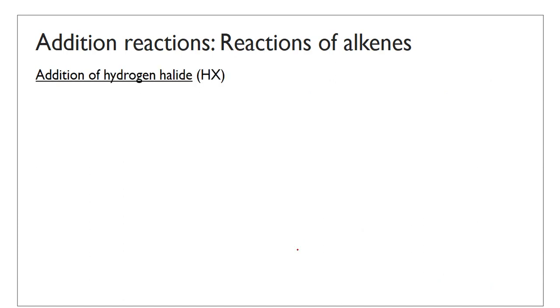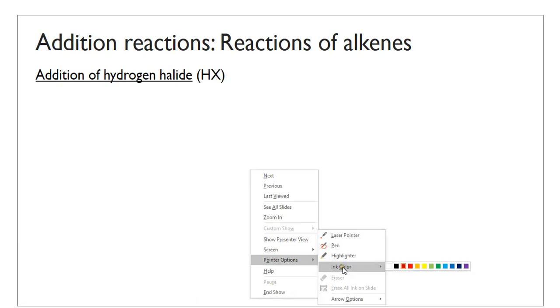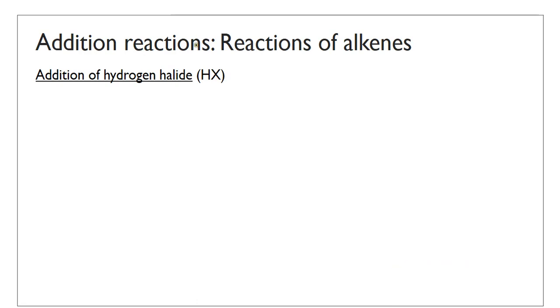Lastly, actually no, that's not the last. This is not the last one. There's one more after this. Addition of hydrogen halide. So HX looks really scary, but HX is just a general form of hydrogen halide. So it can be HCl, HBr, HI, generally these two.